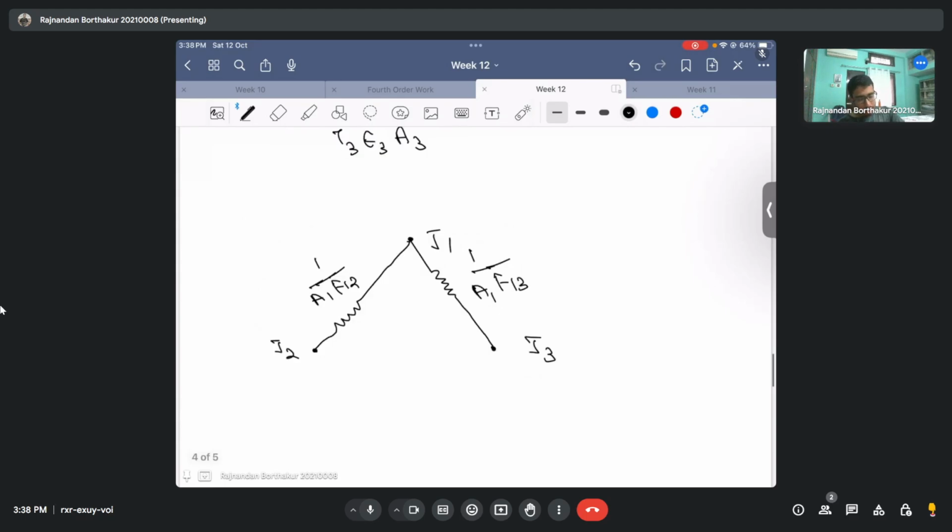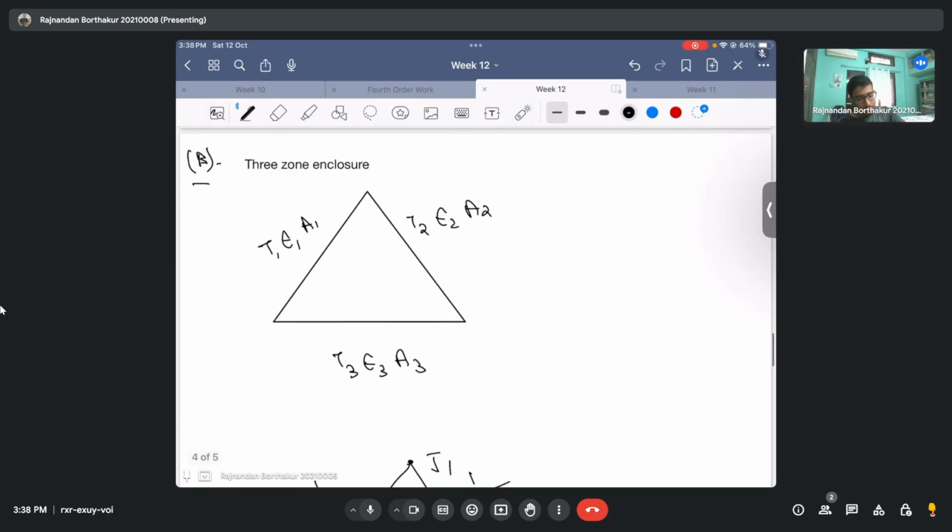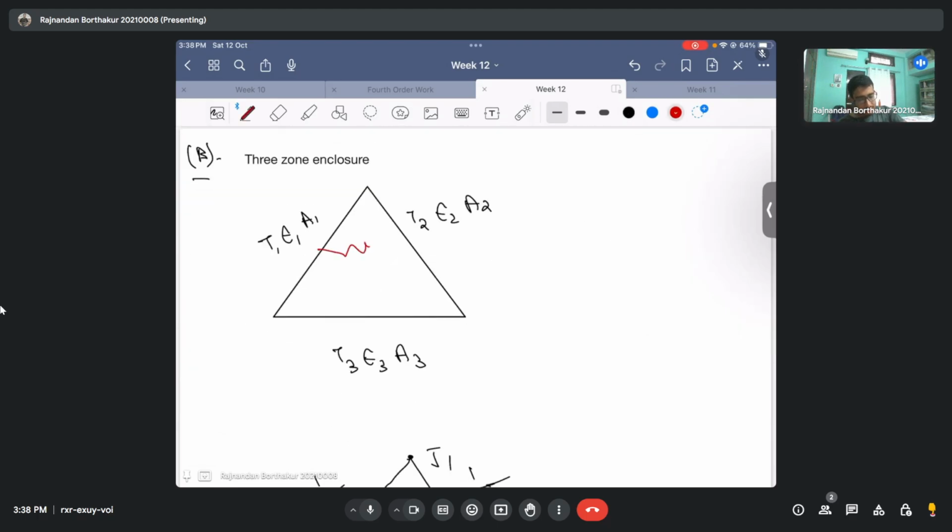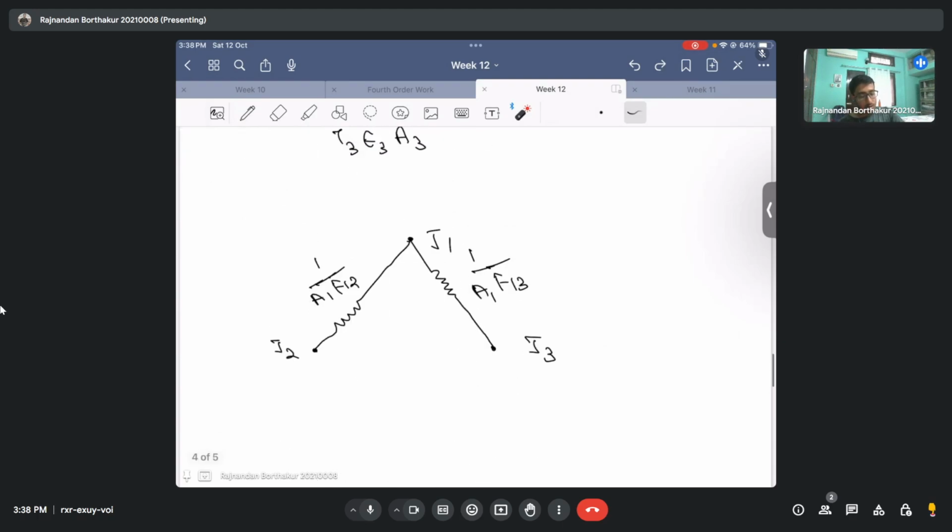Okay. And for surfaces 2 and 3, if you appreciate, we wrote one space resistance between these two surfaces. Then we wrote one space resistance between these two surfaces, and we'll just write one space resistance in between the third and the first surface. Sorry, the second surface. Which means my third space resistance is 1 by A2 F23, or you can write it as 1 by A3 F32, whichever you wish to.